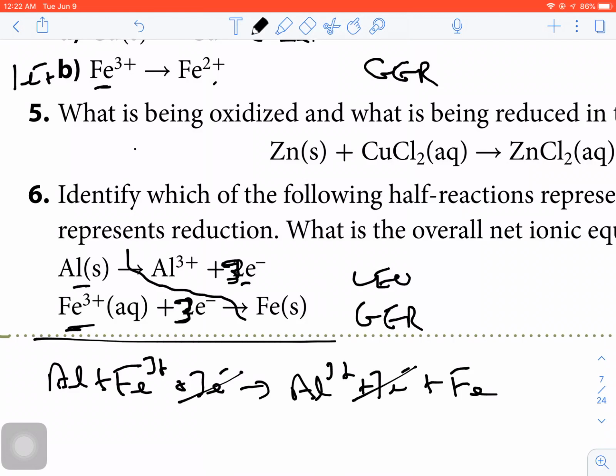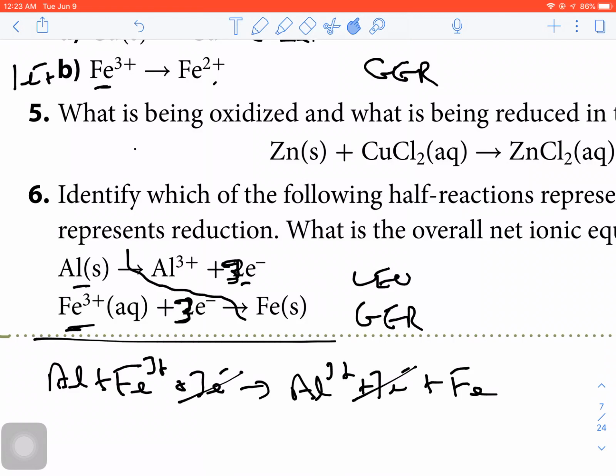So I can't really include electrons in my reaction, but I usually write them in, because if one of them was 2 electrons, like if I had, okay, so you can see here that I've got it worked out. Aluminum plus Fe3+ makes aluminum 3+ plus Fe. Okay, so there's my reaction.